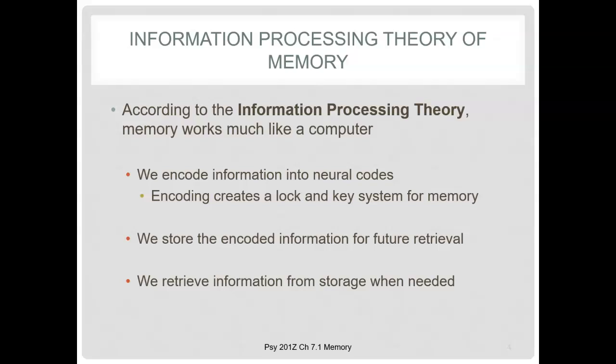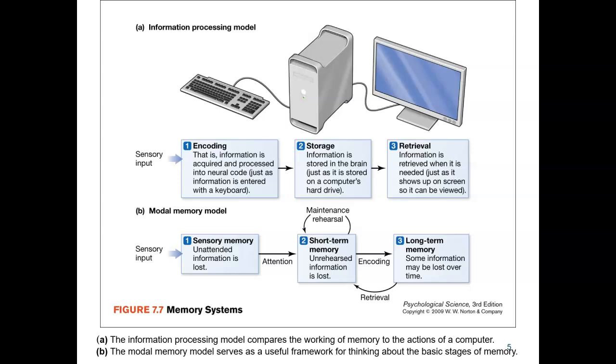Ideally, you want multiple keys for that memory, so you can lose one or two if you need to, or if you just happen to. And then we retrieve information. We store the encoded information and then retrieve the information when we need it. So with the information processing model, we have encoding, storage, and retrieval.